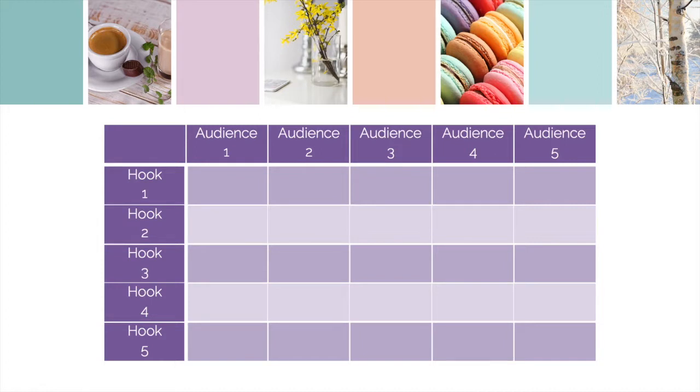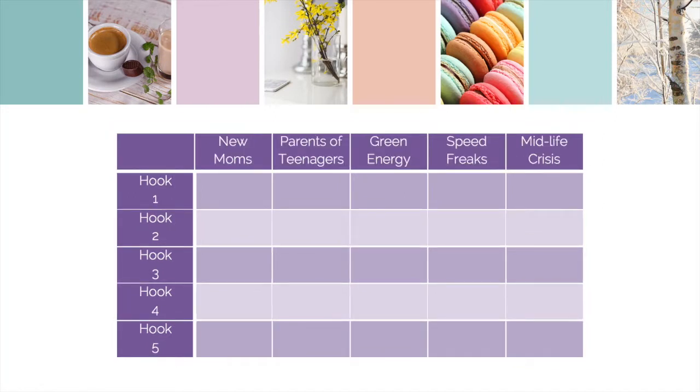Let's say your business is a car dealership. There are lots of types of people who buy cars, right? So let's break your audience down into general groups. Now, across the top of my target table, you can see 5 different types of audiences. I have new moms, parents of teenage drivers, people into green energy, the fast and the furious crowd, and men in the midst of their midlife crisis. I hope a light bulb just went off in your head and you're thinking to yourself, those are very different audiences. You can't possibly target them all with the same ad.